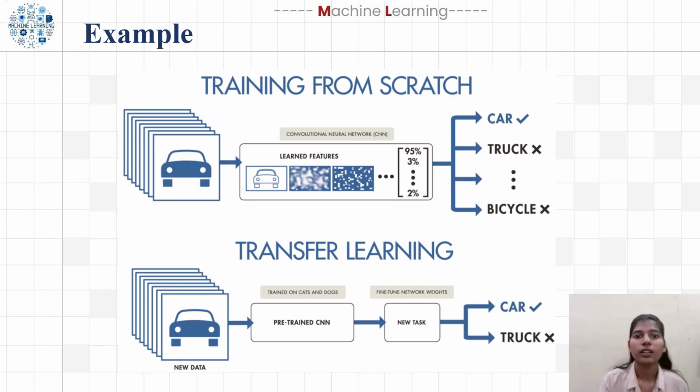This visual perfectly illustrates the difference. Training from scratch requires a huge dataset to learn all the features from zero. But transfer learning takes a pre-trained CNN, like one trained on vehicles, and then just fine tunes the weights on that much smaller set of new data to successfully classify a car or a truck. It drastically saves time and improves accuracy.